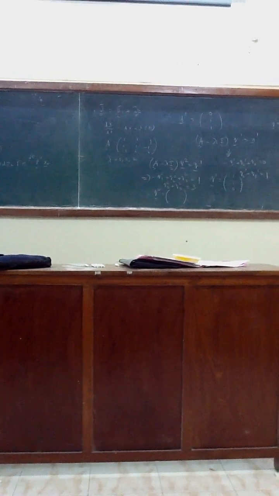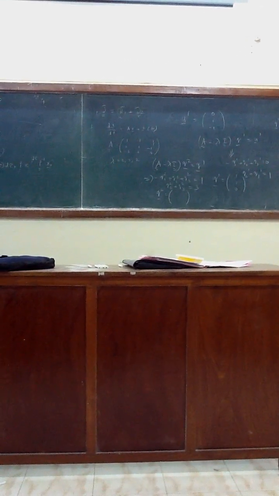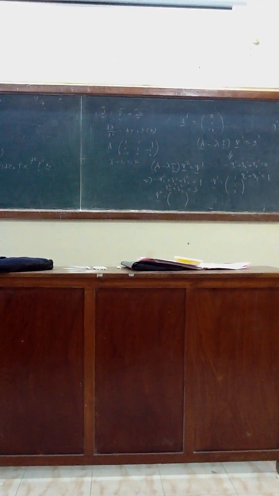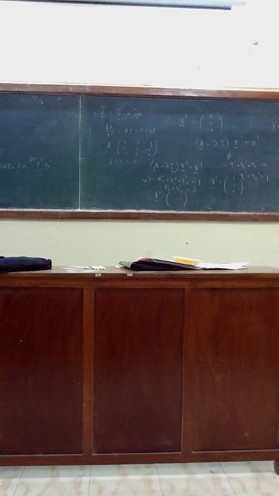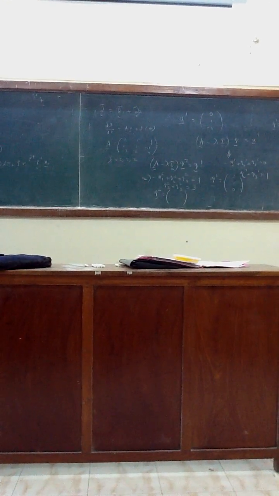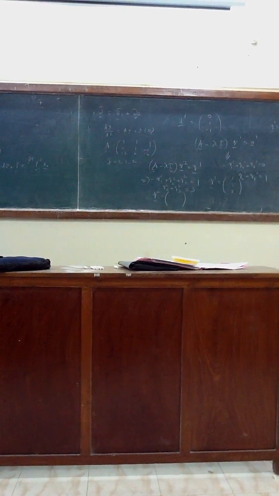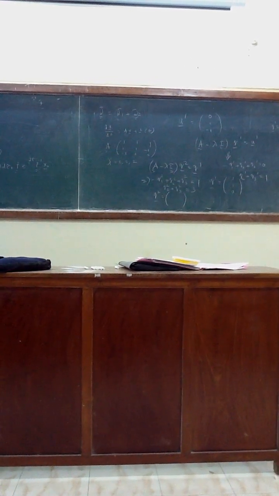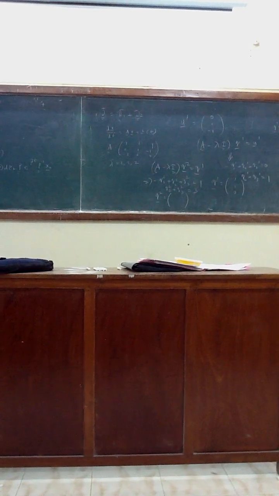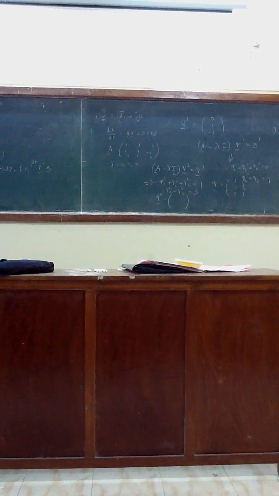What are the eigenvectors from here? 2 to 1 someone is getting. Slightly wrong. It's not 2 to 1. Who got 2 and 2? How did you get it? 2 to 2 equals to 1 you got. Okay.